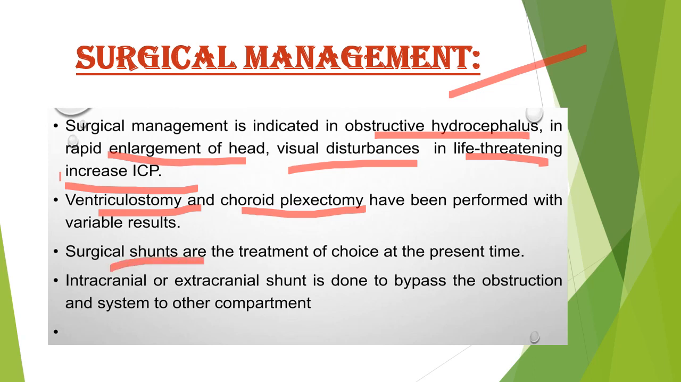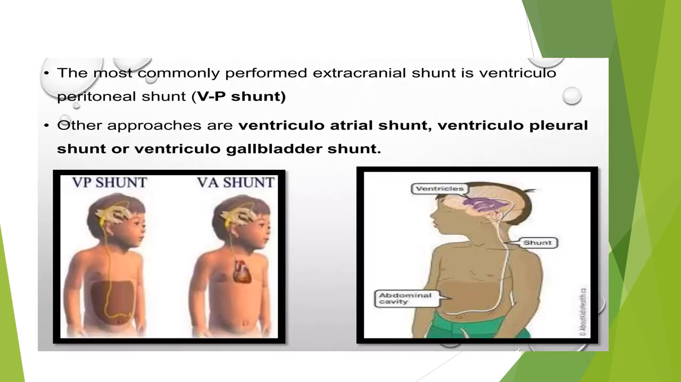Then surgical shunts are the treatment of choice at the present time. Intracranial or extracranial shunt is done to bypass the obstruction or to decrease the CSF pressure. Shunting will be there. I will tell you in detail.